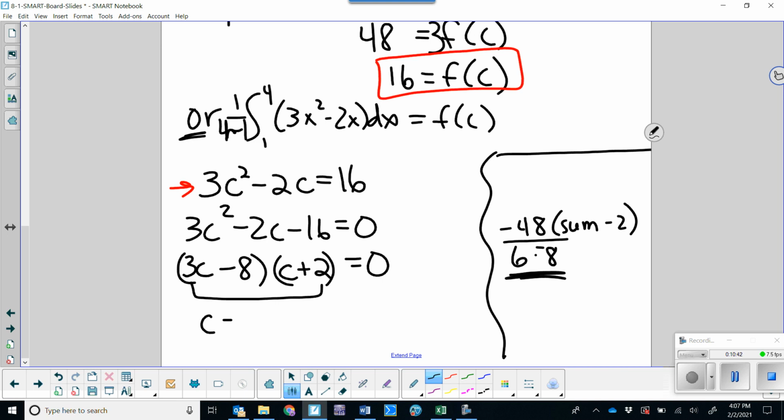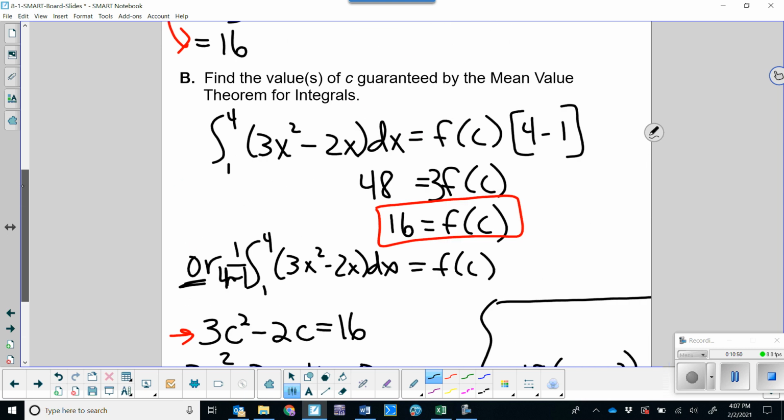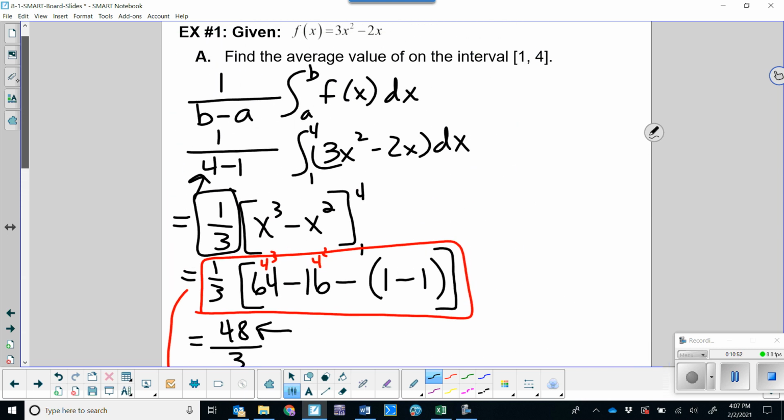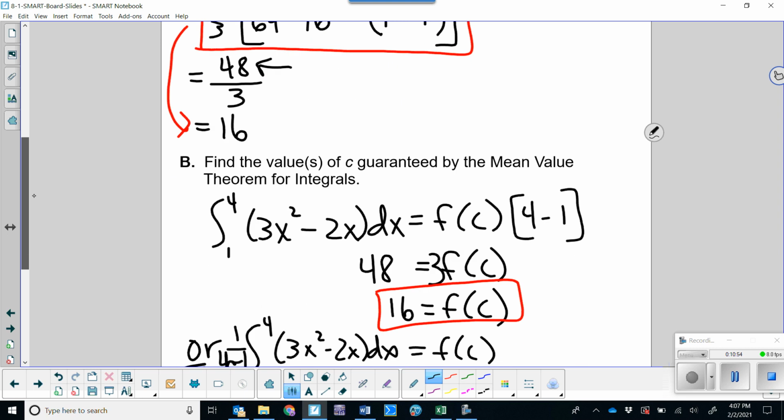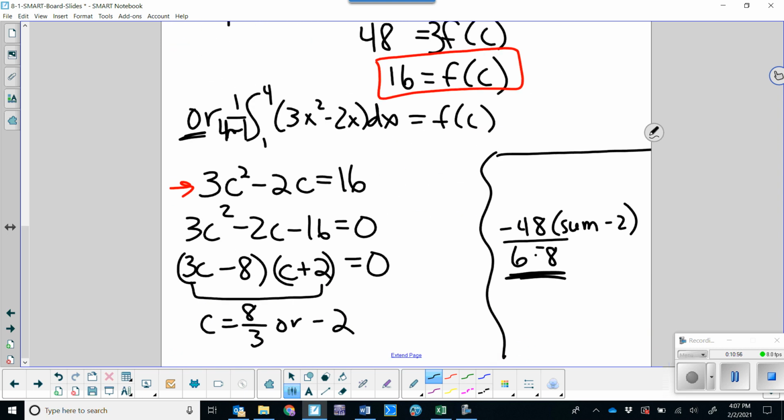So if you need practice with factoring, again, I would suggest doing it. So then we have two answers. C is either 8/3 or negative 2. But then we need to pay attention. We are finding the value on this interval, from 1 to 4. Okay? So if we're between 1 and 4, negative 2 does not work. So this is the only answer for our question. It's just like the mean value theorem for derivatives. You may get more than one answer.